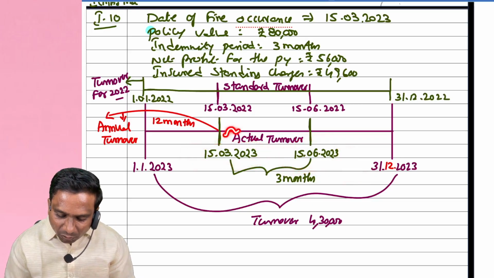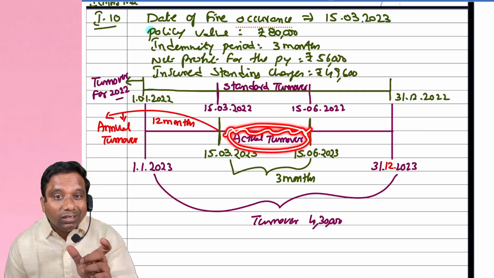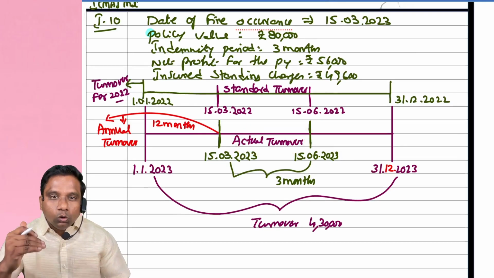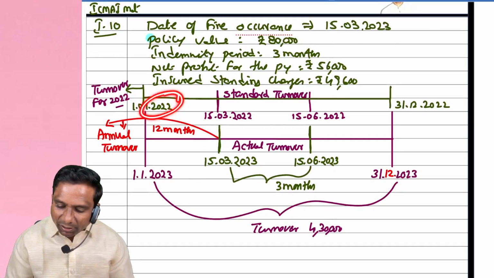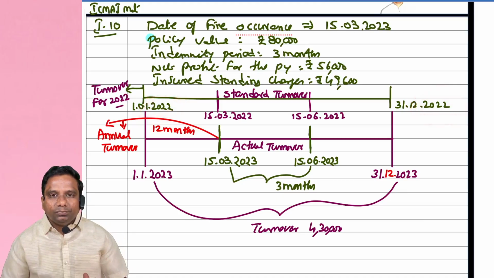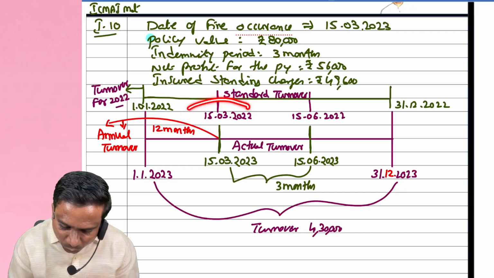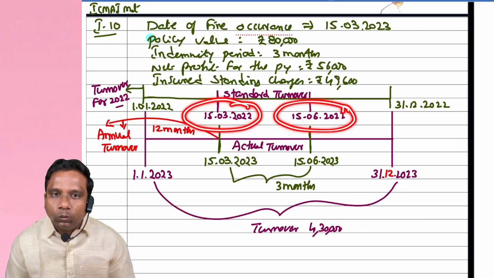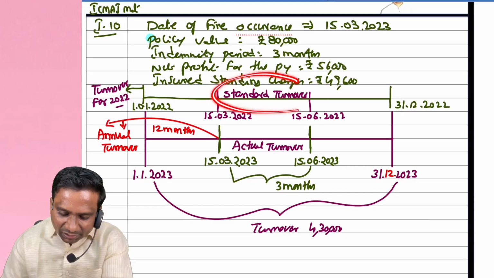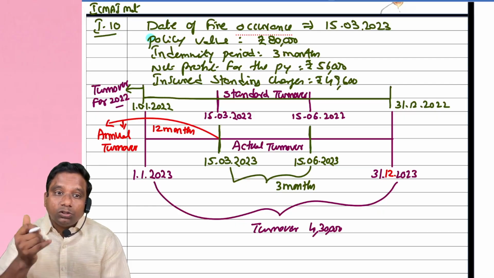Whatever turnover we have in this period is called actual turnover. From what date to what date? 15/3/2023 to 15/6/2023. Now go to the previous year. Previous year is 2022. Go to the corresponding time period, the corresponding months to the date of fire. 15/3/2022 to 15/6/2022. So here we get the standard turnover. This is very, very important in terms of concept, students.